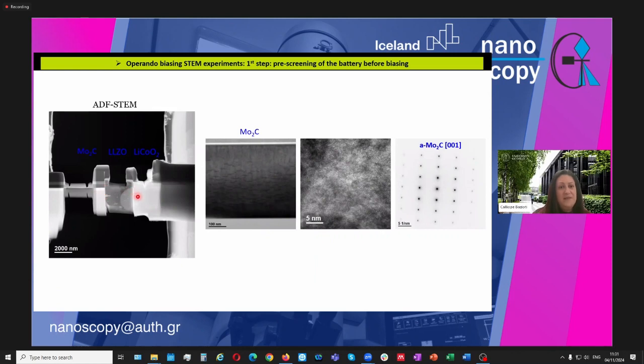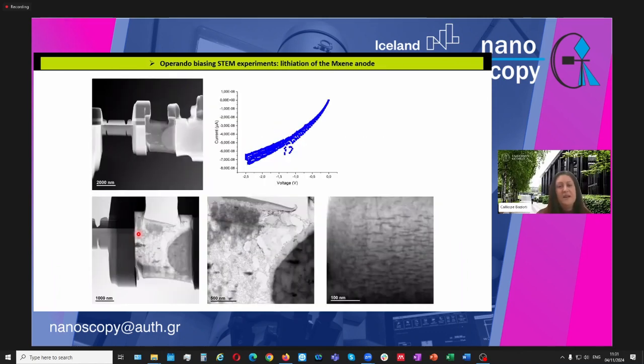The interfaces are good. We did, of course, an important step of a first pre-screening of the structural quality of all parts of the battery before we started the operando biasing experiment. So this is a work in progress. This is just the first attempt that we did so far.